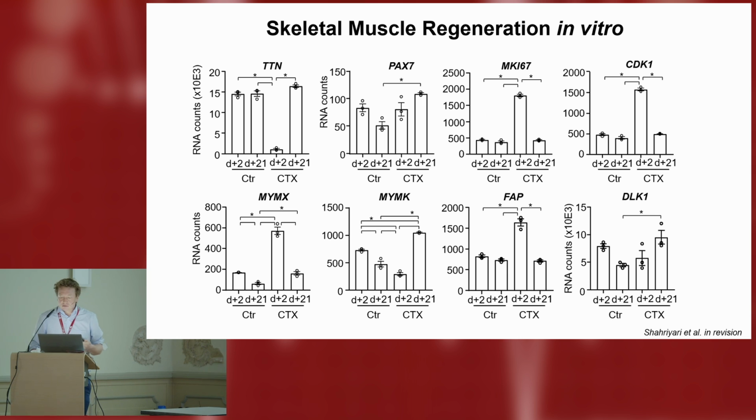And this response is associated with gene changes that are pretty similar to in vivo. So we have loss of more mature transcripts like titin. We have an early increase in cell cycle activity and markers that indicate muscle fusion. And also DLK1 was regulated in a way that, compared to the non-injured control, we have a higher expression of DLK1.